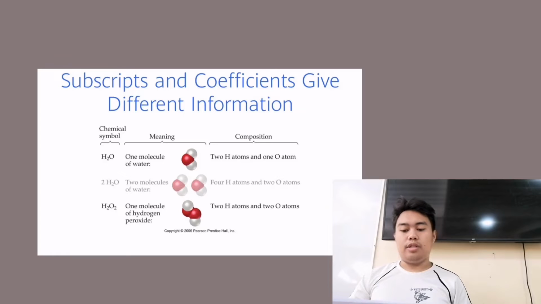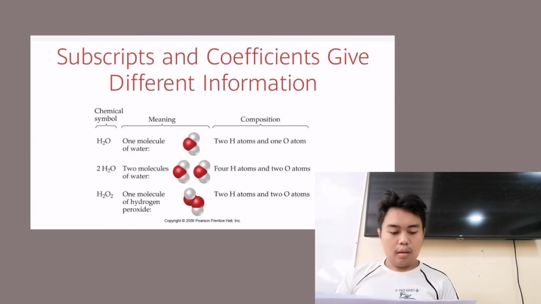Subscripts and coefficients give different information. Subscripts tell us the number of atoms of each element in molecules. Coefficients tell us the number of molecules or compounds.